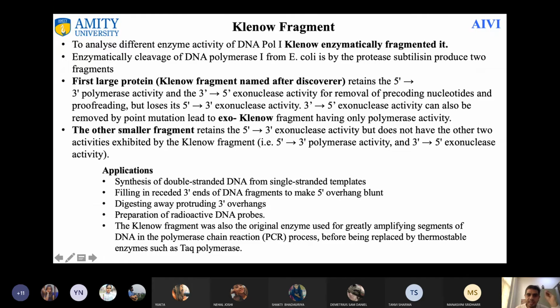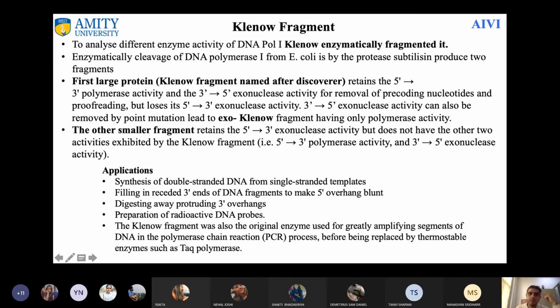Filling the gaps, if you have some overhang or blunt ends. Like if you want to generate blunt ends, you know that restriction enzymes like EcoRI give overhangs. If you want to remove these 5' overhangs, simply you can add the Klenow fragment. It will fill them in. It will make it blunt. Then digesting away the protruding 3' overhang.